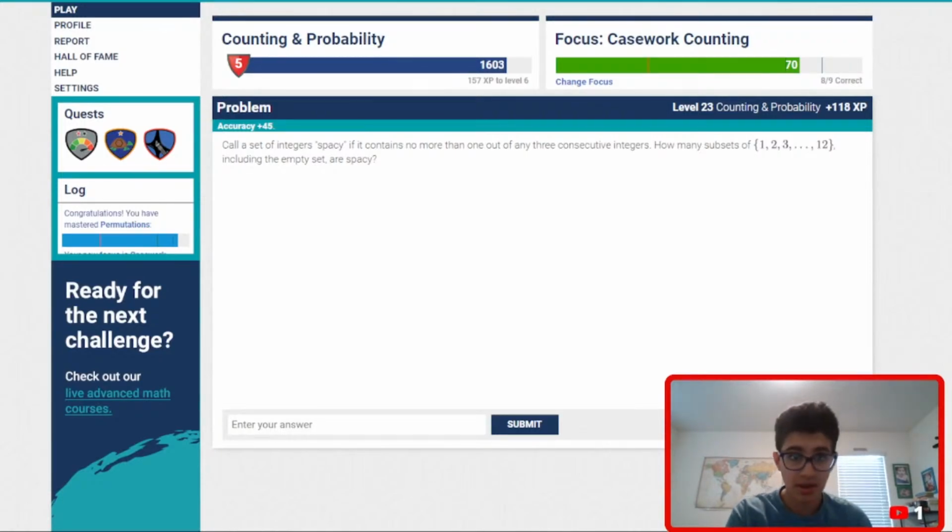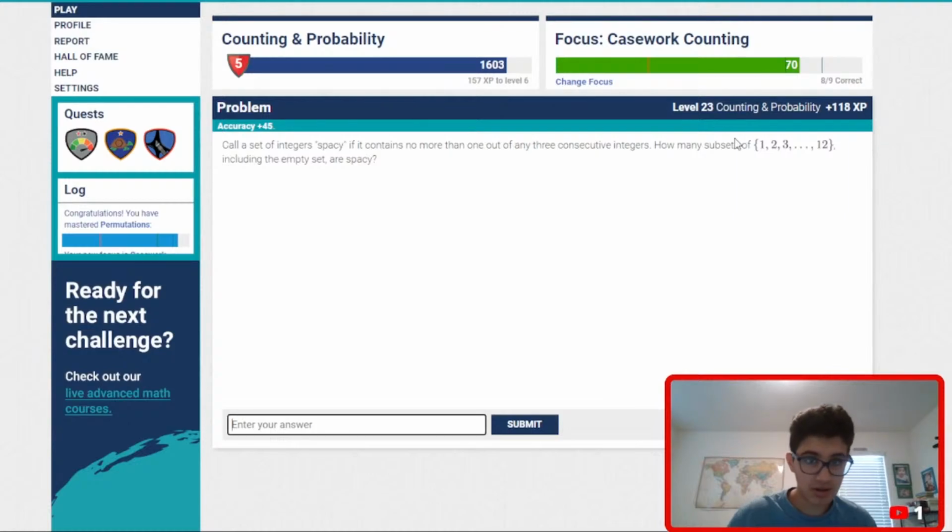Where were we? We were calling a set of integers spacey if it contains no more than one out of any three consecutive integers. So 1, 2, and 3.